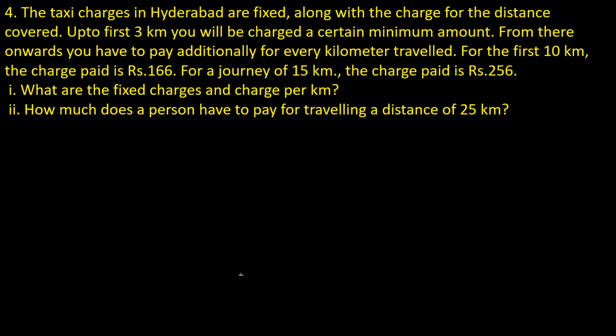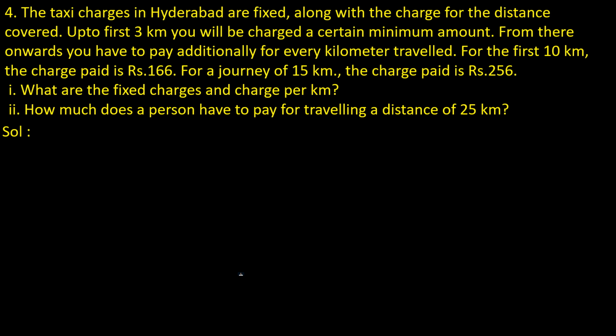First one, what are the fixed charges and charge per kilometer? And in the second one, how much does a person have to pay for traveling a distance of 25 kilometers? Okay, so in this problem it is given that the taxi charges are described here, that up to the first 3 kilometers we have to pay a certain minimum amount, and after that for every kilometer we have to pay an additional amount.